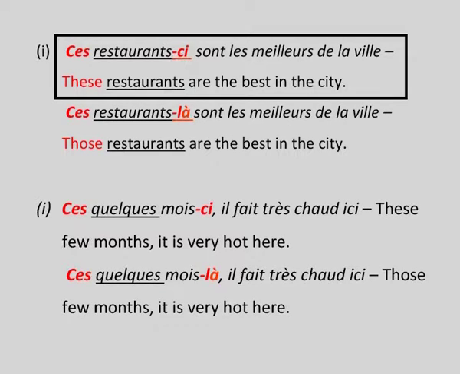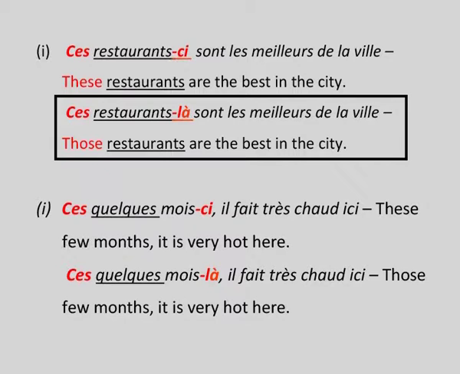This demonstrative adjective can also indicate proximity and distance when the suffixes are added to the noun that agrees with ces. Ces restaurants-ci sont les meilleurs de la ville. These restaurants are the best in the city. Ces restaurants-là sont les meilleurs de la ville. Those restaurants are the best in the city.